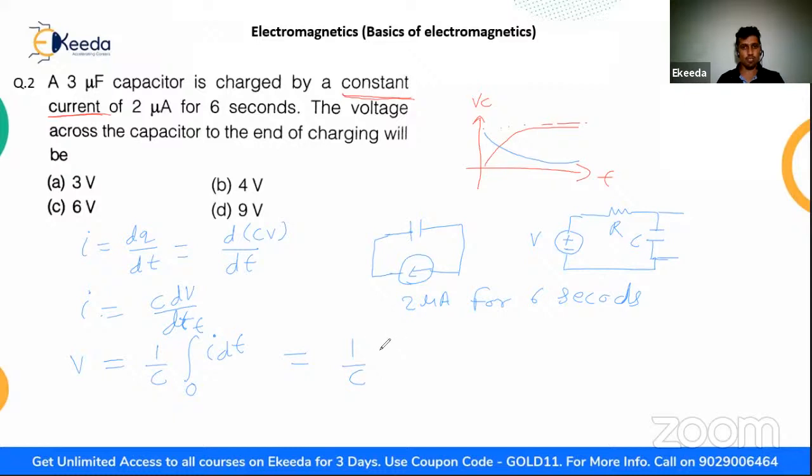I is basically constant, so you can take it out, which is 2 microampere. Then integration of dt is t, and you can put the limits of t from 0 to 6 seconds. This is how you can get the answer. The value of the capacitance is 3 microfarad.